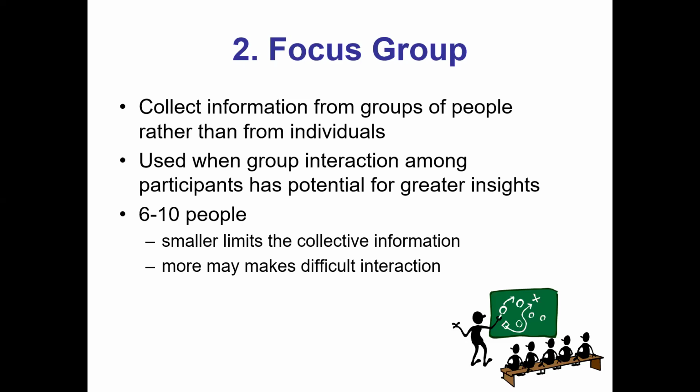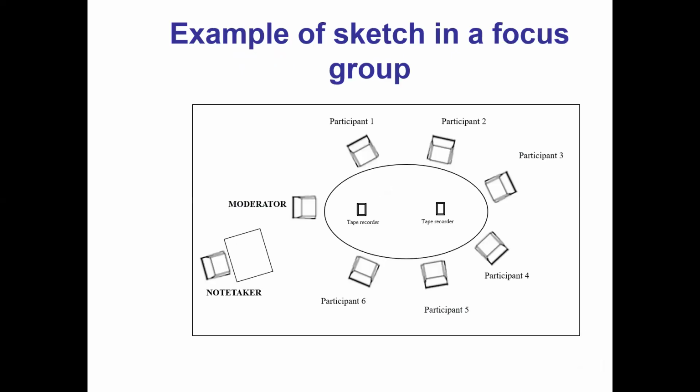In a focus group, you have to take 6 to 10 people, a smaller limit, for collective information. More may make interaction difficult. So you take 6 to 10 people, and on that basis you can do the focus group. This is an example of a focus group you are doing: one note taker, another a moderator, and all 6 participants sitting. In that, you have to keep tape records. So it is easy to understand while you are doing it.